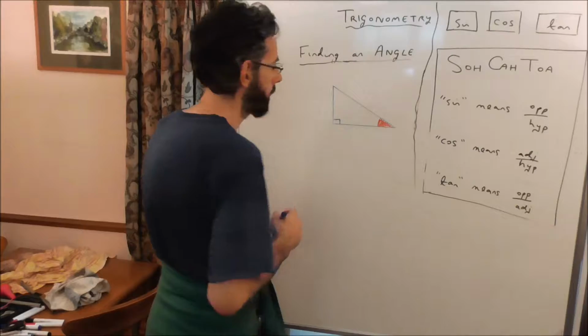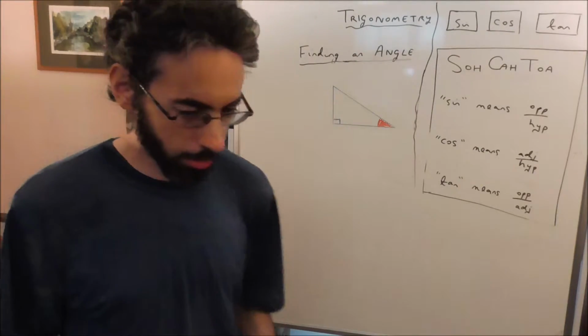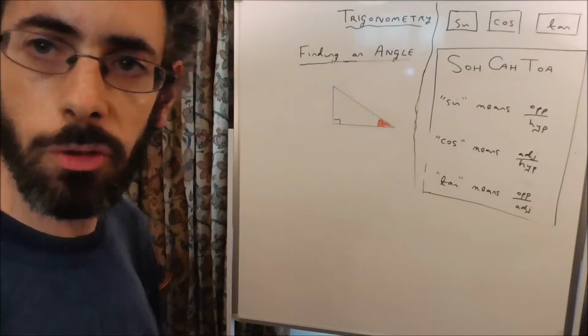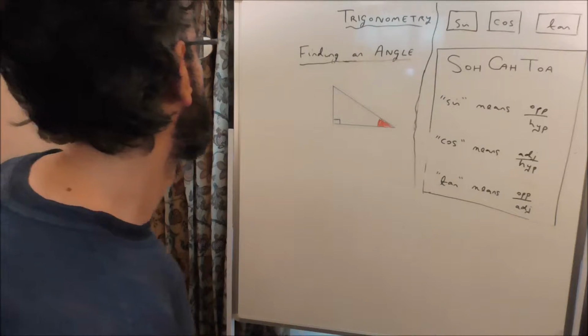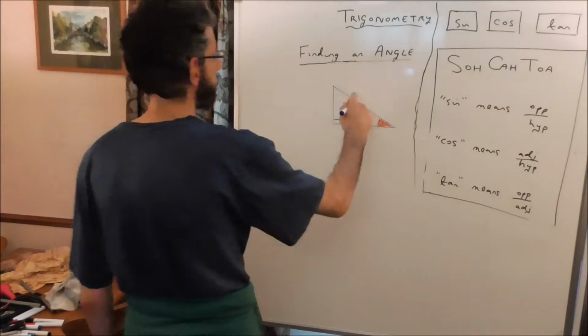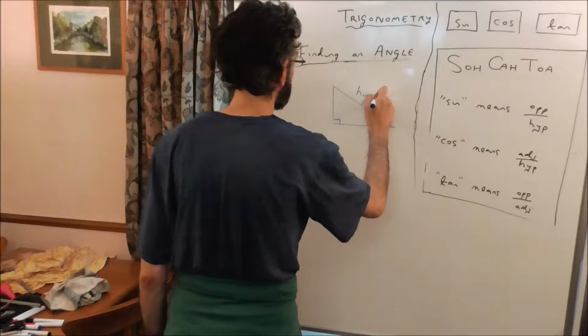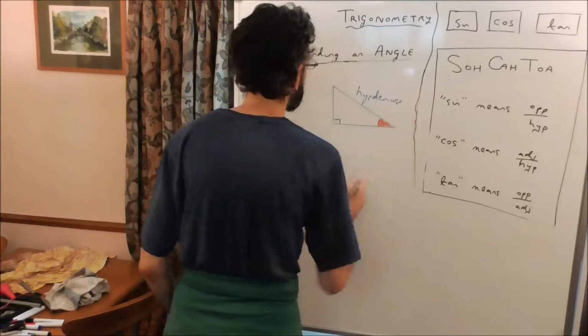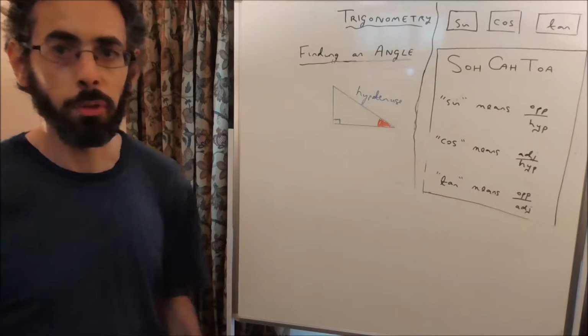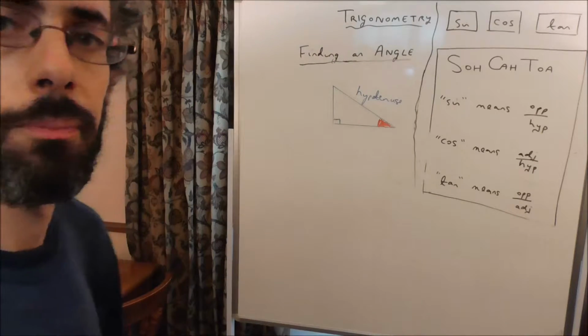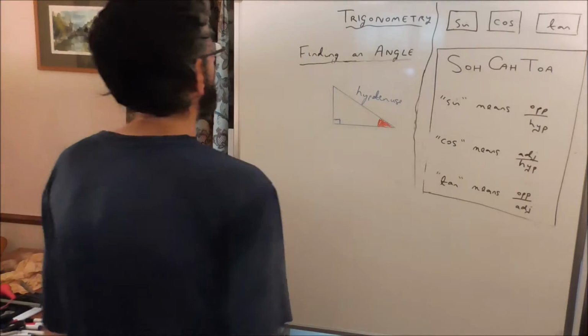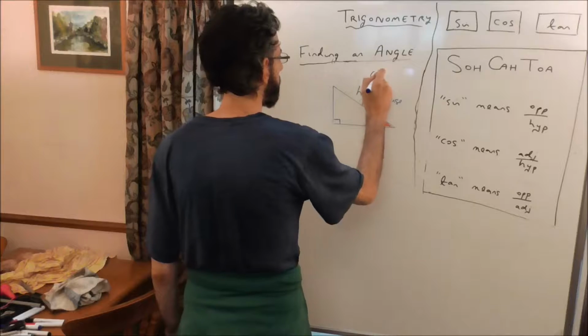So the longest side in a right angled triangle is called the hypotenuse. So in this triangle it's this side here, the longest side, hypotenuse. The longest side is actually always opposite the right angle. I'm just going to use the abbreviation HYP, H-Y-P.